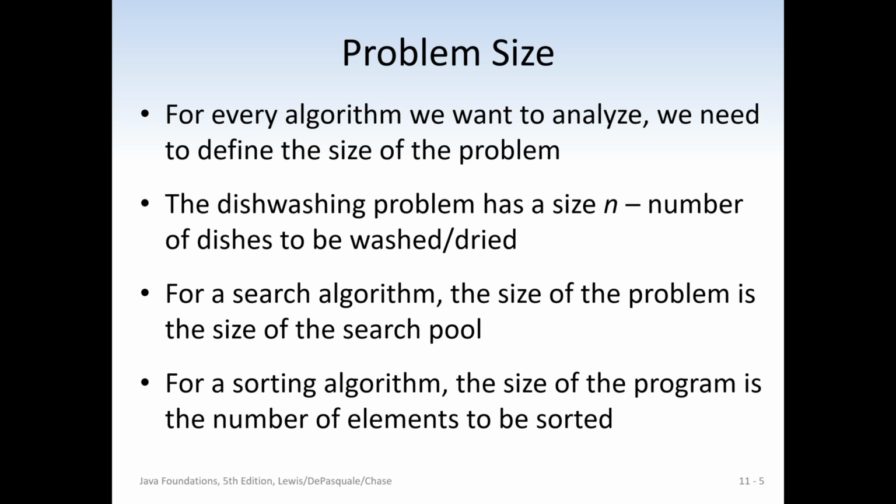For a sorting algorithm, the size of the problem is the number of elements to be sorted. So if you're doing a bubble sort or a quick sort, it's the number of things that you have to sort, okay? So we have to define what the variable is that's the problem size. What are we looking at changing? What's increasing? We want to see behavior when something increases. What is the thing that's going to be increasing? So for search algorithms, it's the size of the pool. For sorting algorithms, it's the number of things that you want to sort.